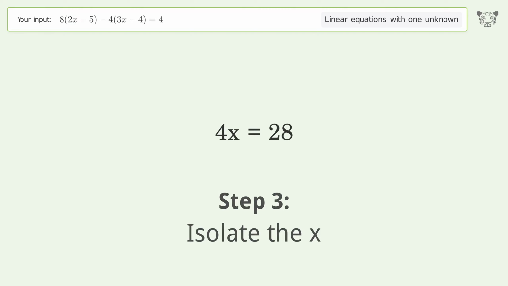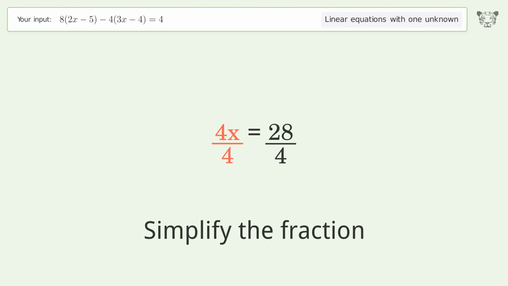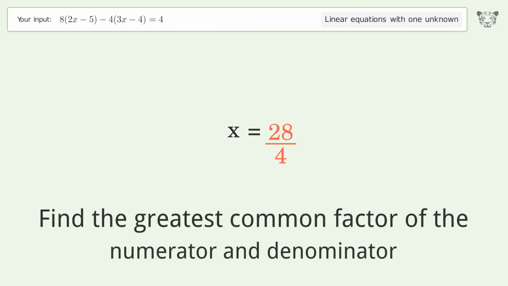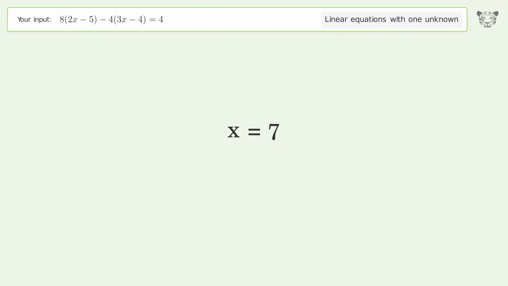Isolate the x. Divide both sides by 4. Simplify the fraction. Find the greatest common factor of the numerator and denominator. Factor out and cancel the greatest common factor. And so the final result is x equals 7.